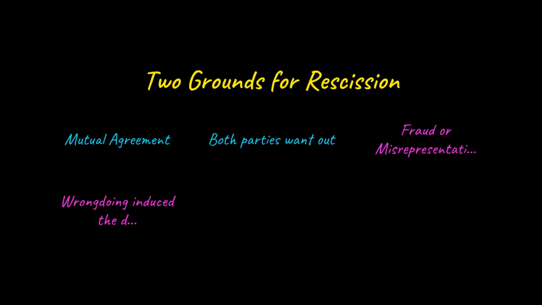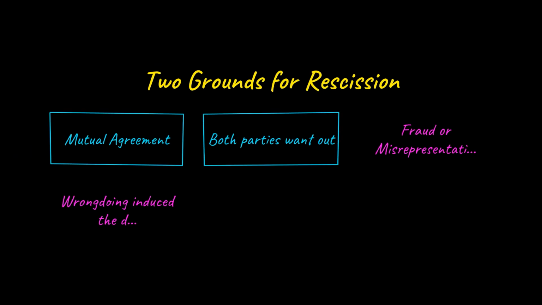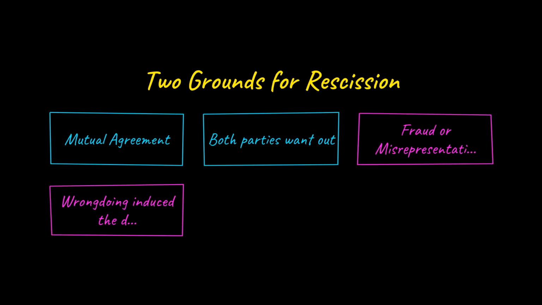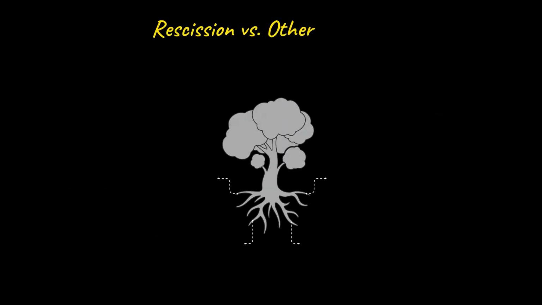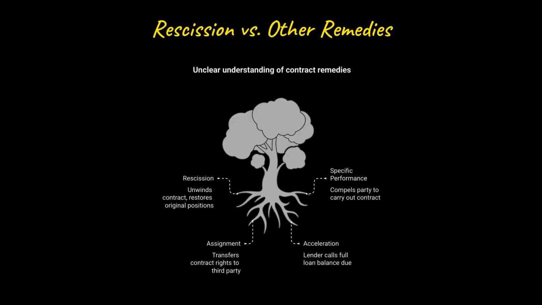Rescission can arise in two ways: by mutual agreement, when both sides simply decide to call the deal off, or as a court-ordered remedy when one party was misled or defrauded into signing. Examiners test whether you can distinguish rescission from three look-alike concepts. Specific performance forces completion, the opposite of rescission. Assignment keeps the contract alive by transferring rights to a third party. Acceleration is a lender's default remedy unrelated to cancelling a sale. Only rescission unwinds the deal entirely.